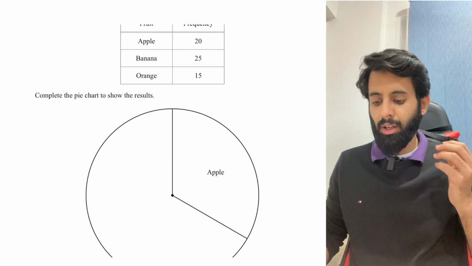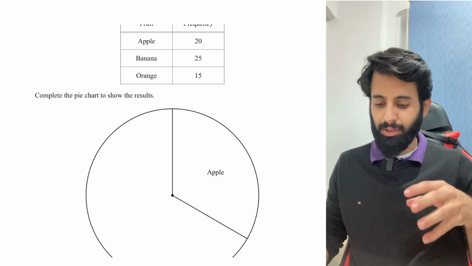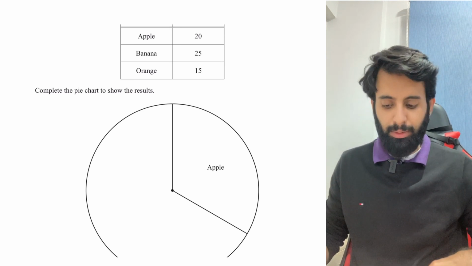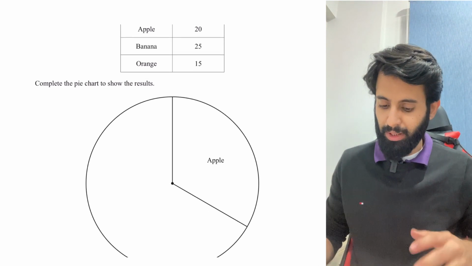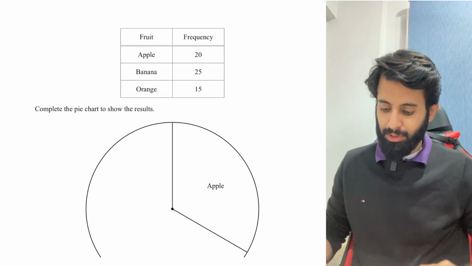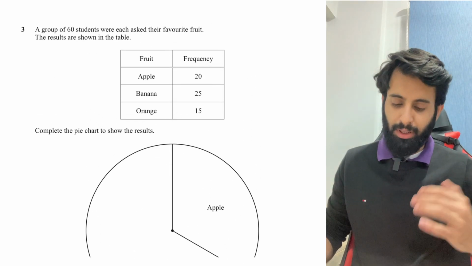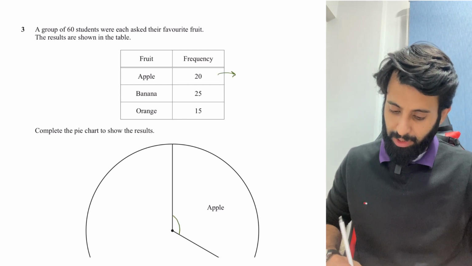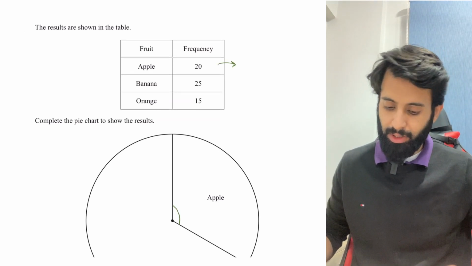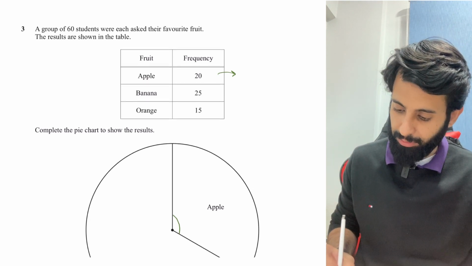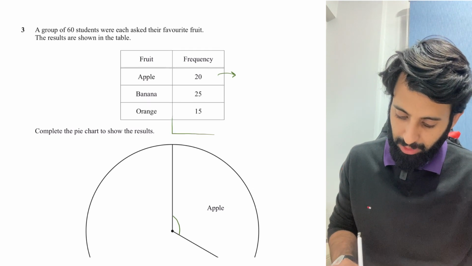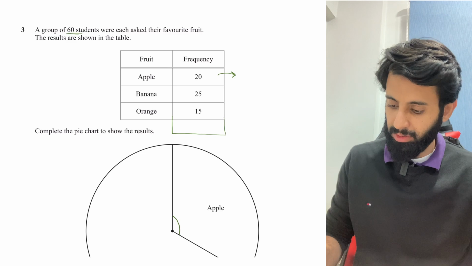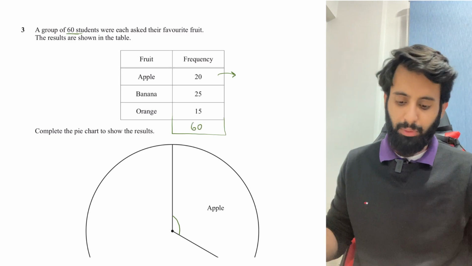Okay, so we can't really make the pie chart because I don't have the appropriate tools since I'm doing this on a tablet. But I will tell you how it works. Apple has already been drawn for you, and you're asked to complete it. So let's see how exactly they made this pie chart up until now. This pie chart was made by first of all calculating the total number of students. You can either work it out or you can read the question. It says 60, and we have the total number of students.